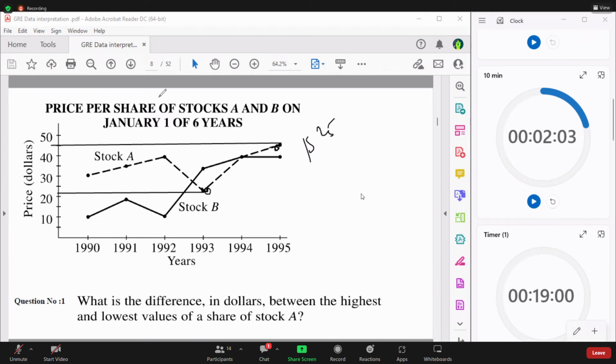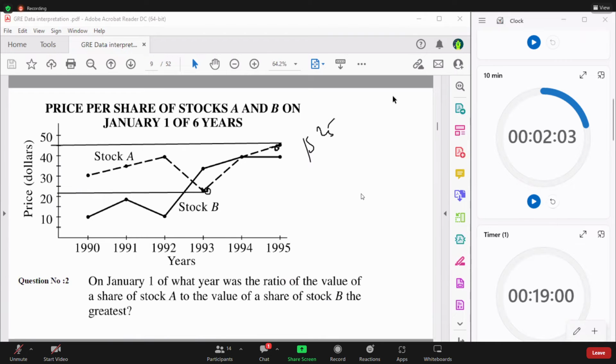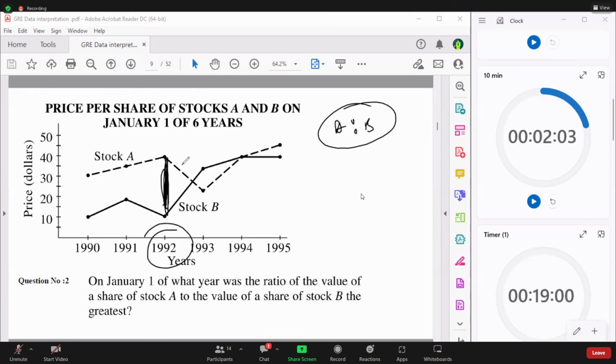Okay. Next, on January 1 of what year was the ratio of value of a share of stock A to the value of a share of stock B the greatest? That means A has to be the greatest and B has to be the lowest, right? The difference between them has to be greatest so that the ratio can be the greatest if A to B is being talked about. So year 1992.